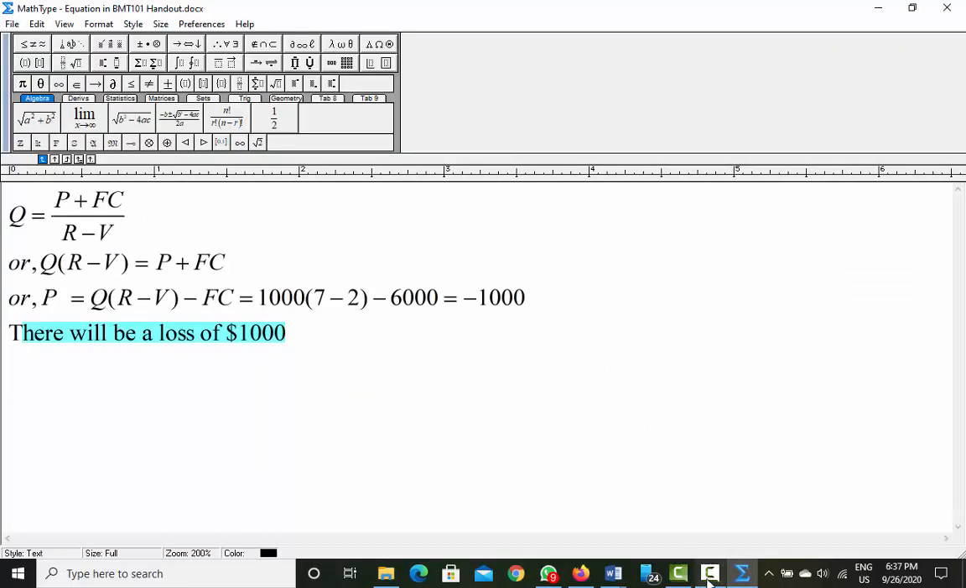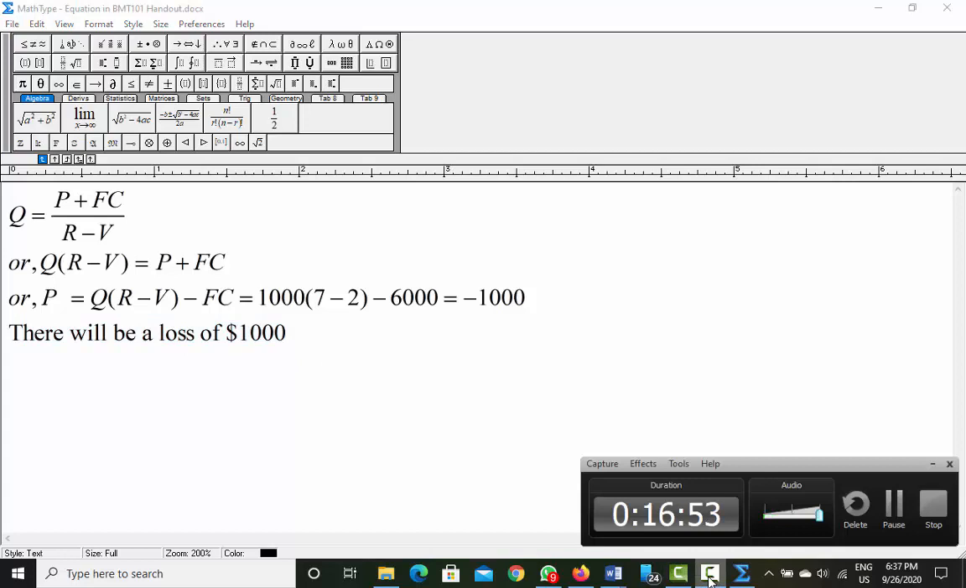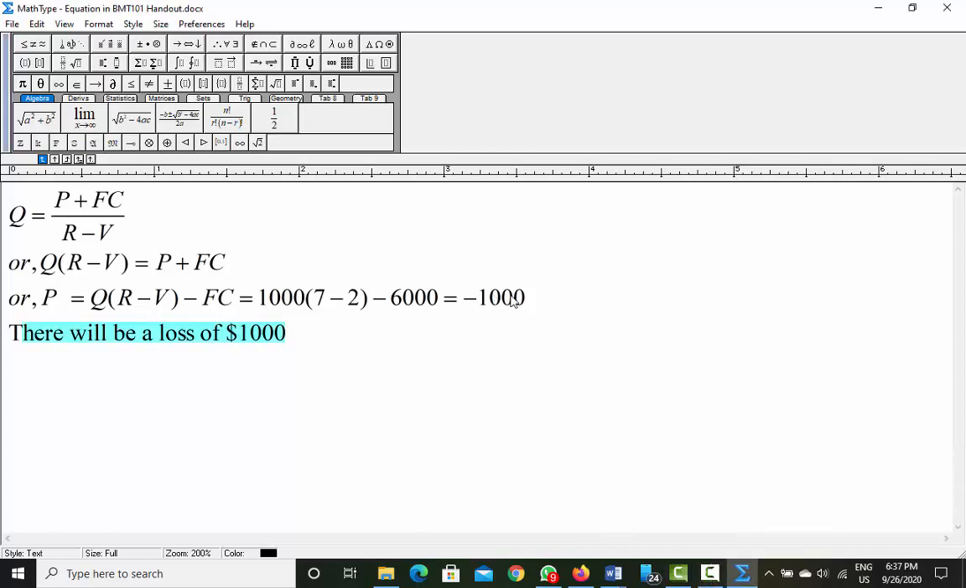So what we can see is there will be a loss. P is minus 1000, that means profit is minus 1000. That means minus 1000 means there will be a loss of $1,000, as I told you before.